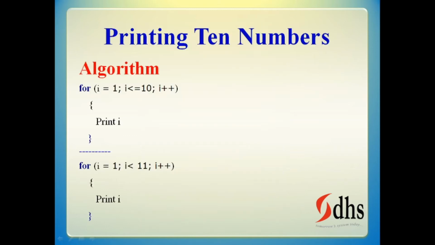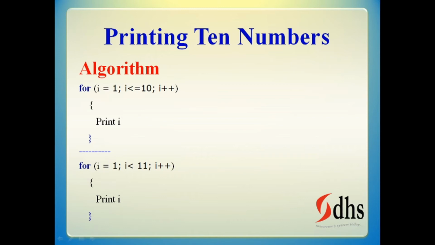Using the for loop we are printing the numbers. Instead of the variable c, I am using i here, for printing the 10 numbers. I am initializing i with 1. Condition, i is less than or equal to 10, i plus plus. That is the increment operator. You can give i equal to i plus 1 also for increment. It will print, then again it will be incremented.